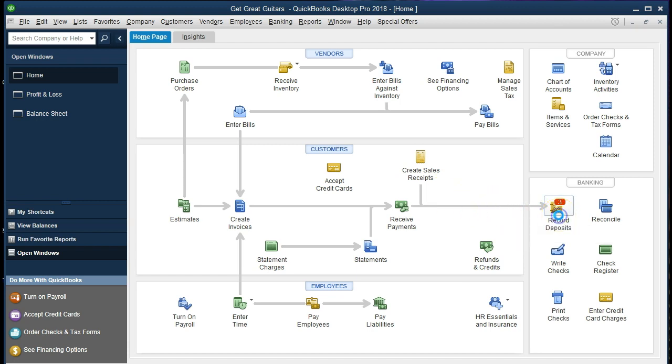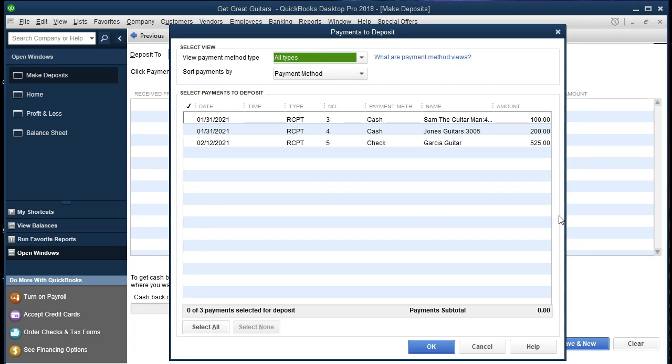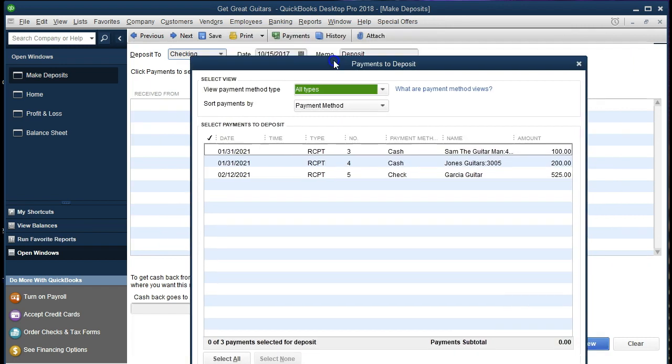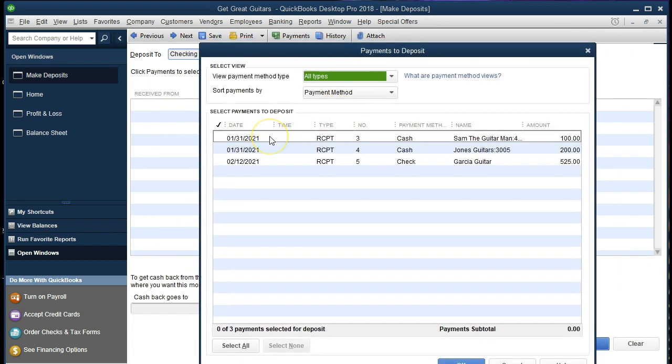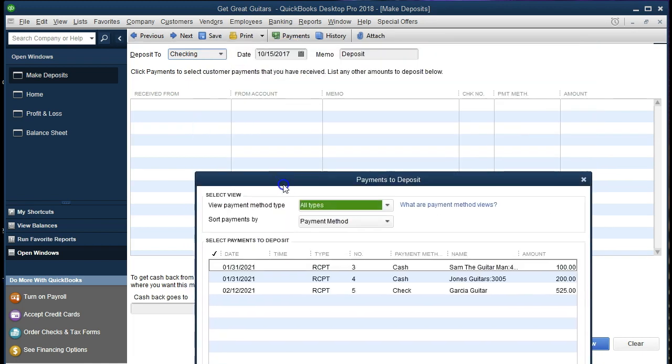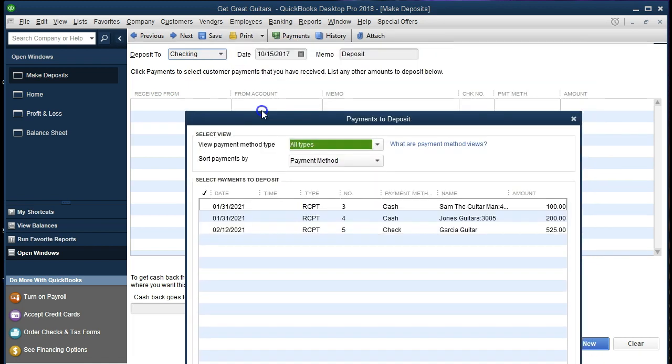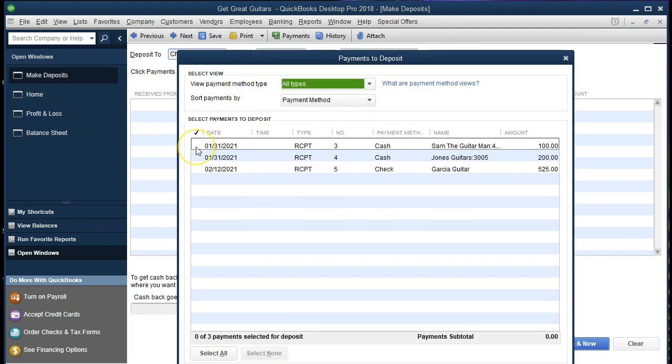We're going to click the deposit. Now, since we have 3 deposits that we need to deposit, this window will pop up. If we had no deposits in undeposited funds that we need to deposit, then this window would not pop up, and we would only see the window behind. So in this case, we want to deposit these 3 checks.